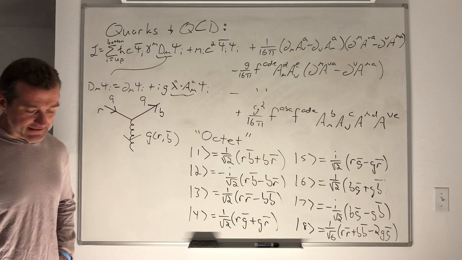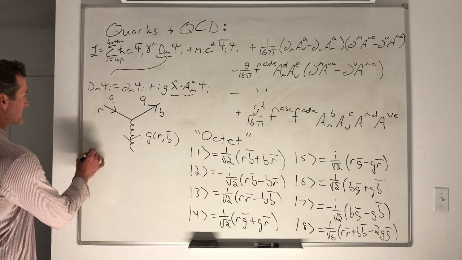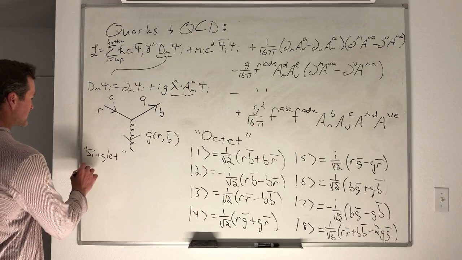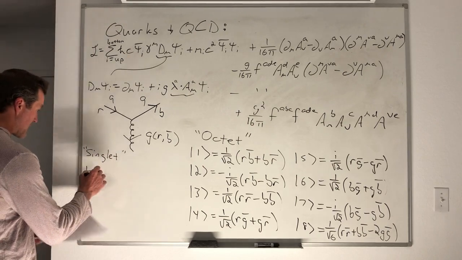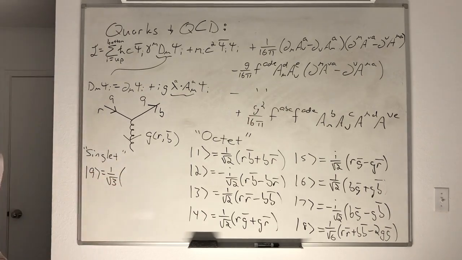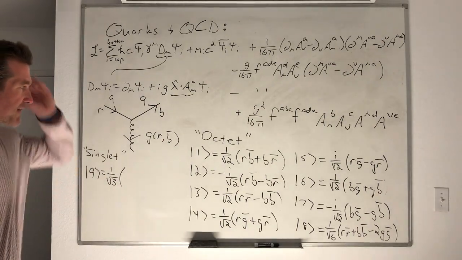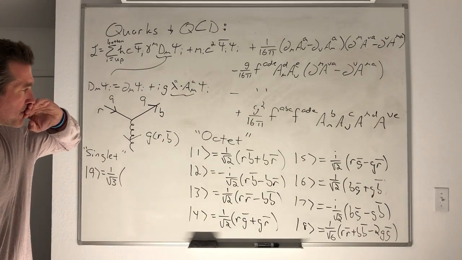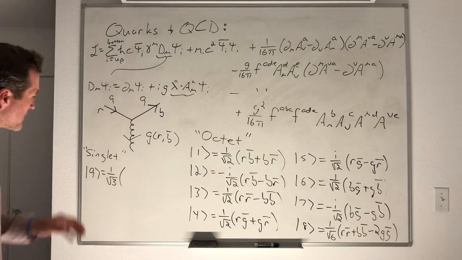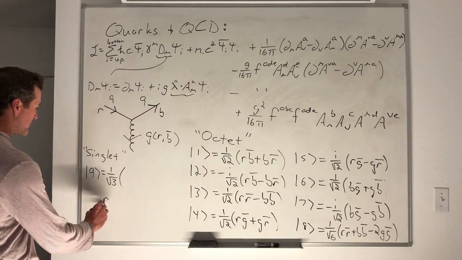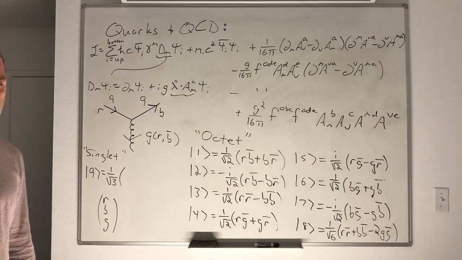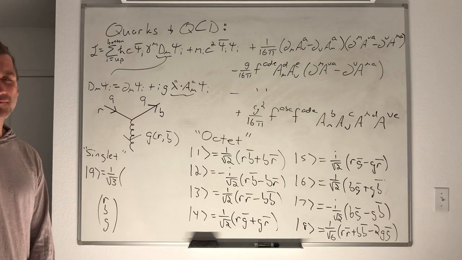Now, this is an octet set of states, and it turns out that there is also a singlet state. And the singlet state, which we can call state 9, is special because of the following. Wait a minute. Okay, hold on. So a red, a blue, a green vector. What do I use to rotate that? What do I use to transform that vector?